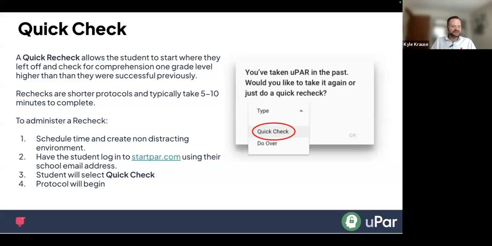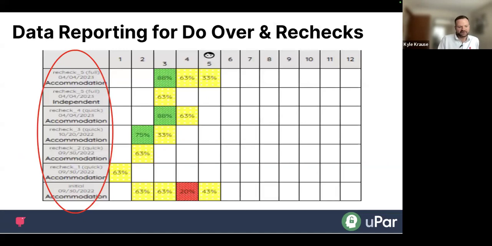Just build those into that cadence for the year: okay, every 6 to 8 weeks, let's do that quick check and see if we're making progress over time. The great thing about any do-overs or rechecks is they save within that student's data sample. We are working on ways of making this data even better, and maybe even archiving year over year.